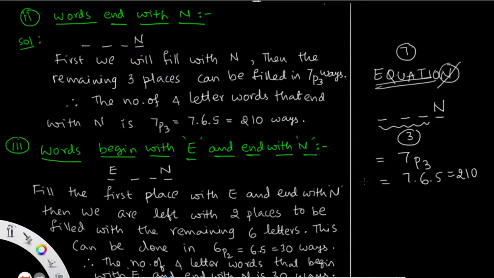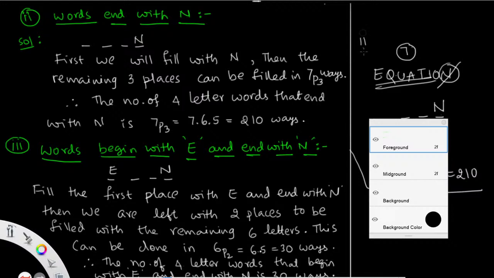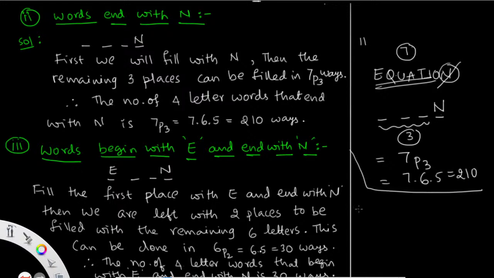In a similar way, question number 3, first bit, third question is given. The question is words that begin with E and end with N. Question second bit, this is the first question, second one. Similarly, this is the third one. Third one means, in the same way, to form a 4-letter word. The question is given: words that begin with E and end with N.